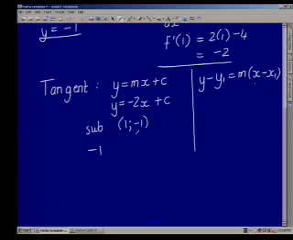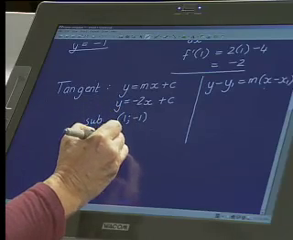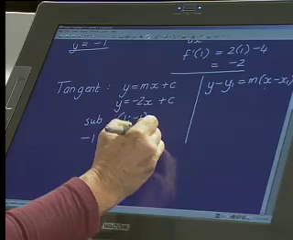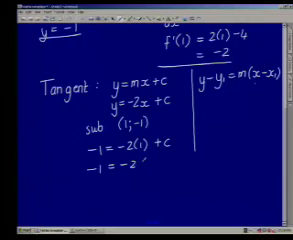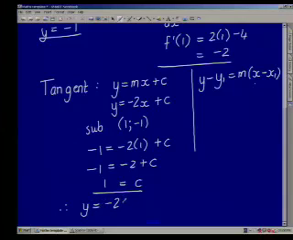So substituting the minus 1 in for the y and the 1 in for the x, I'm going to get minus 1 is minus 2 add c. And so finally, by bringing my 2 over, I'm going to get my c is equal to positive 1, which means my tangent is y is equal to minus 2x add 1.